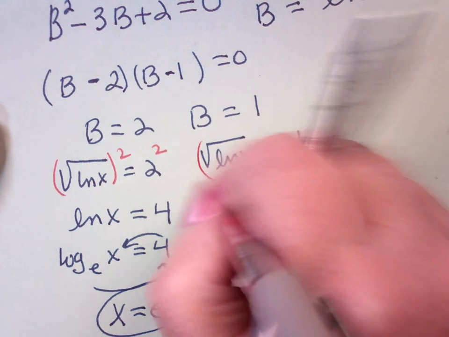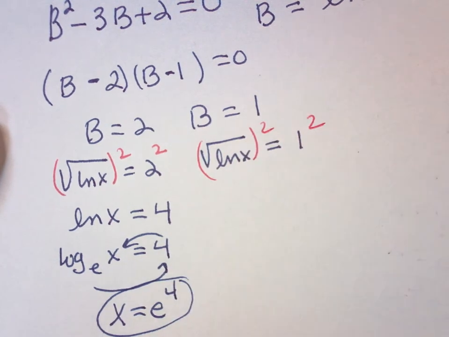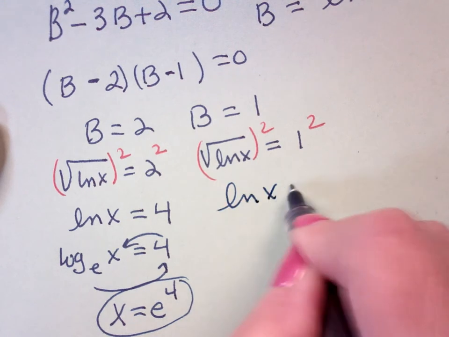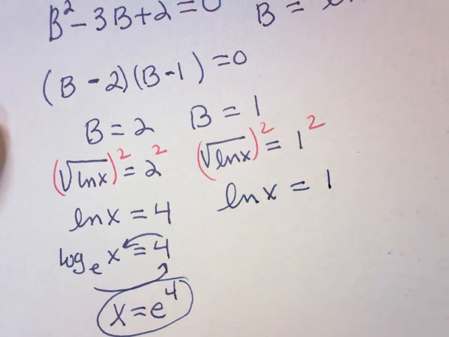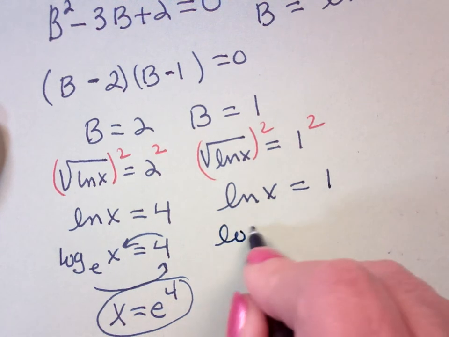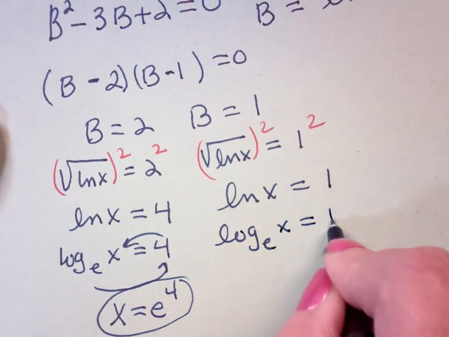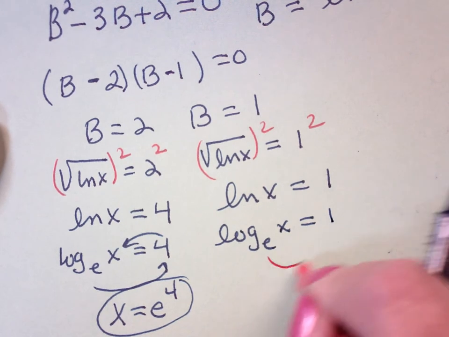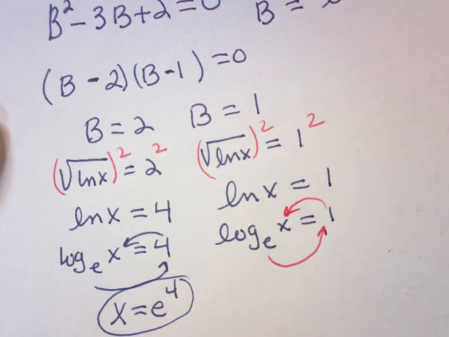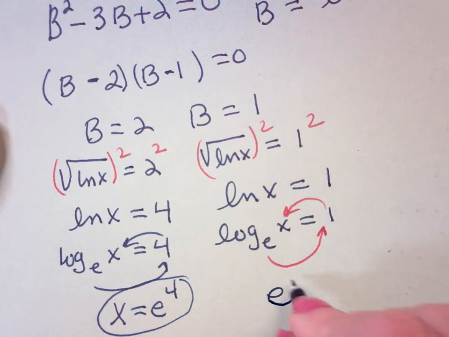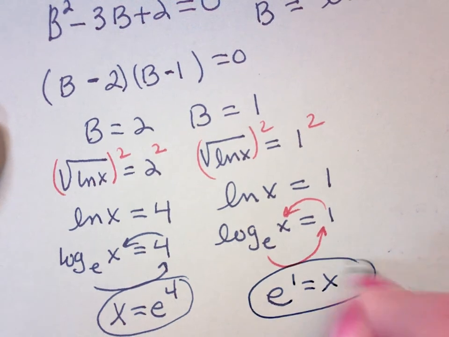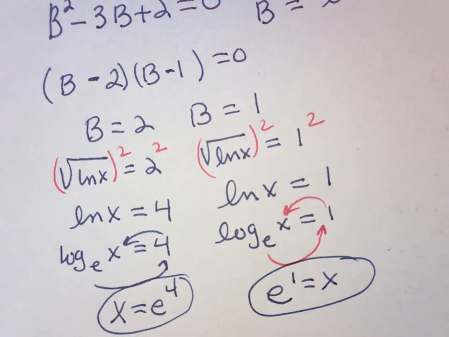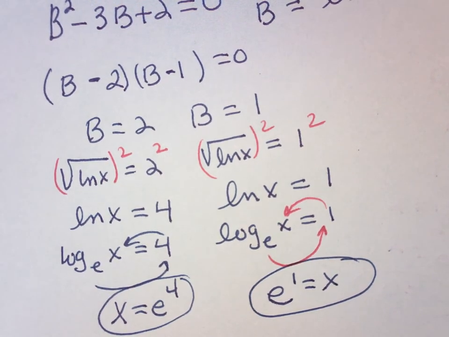Same thing with the next one, square both sides, so that the natural log of x is equal to 1. Natural log is log base e of x is equal to 1. And then rewrite it in exponential notation. e to the 1 is equal to x. So x equals e and x equals e to the 4th. And both of them will work. They're both nicely positive numbers. Not going to cause any problems with the arguments.